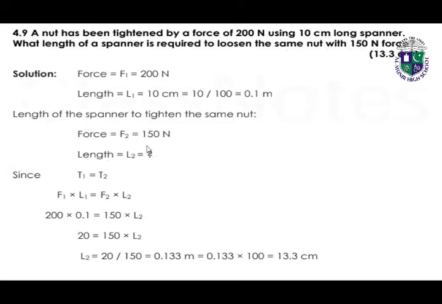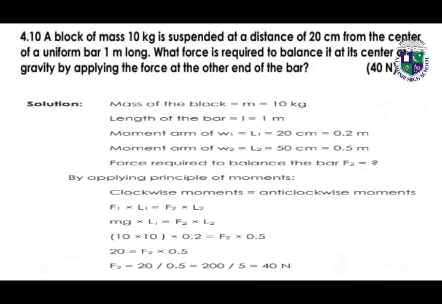We have to find the length L2, because L1 is given. So T1 is equal to T2. So it means that T1 is equal to F1 multiplied by L1. It is the formula of torque. F2 into L2. By putting the values, we rearrange this formula and we get the value of L2, which is 0.133 meters, and if we multiply it by 100, we will get the answer in centimeters, which is 13.3 centimeter.